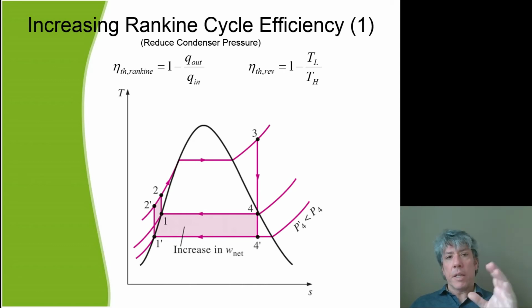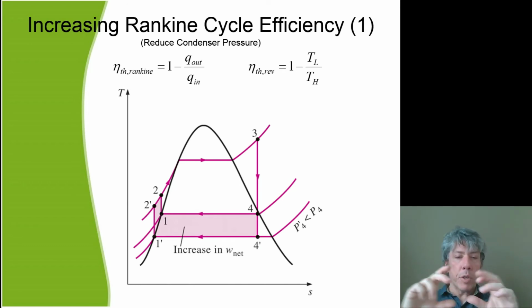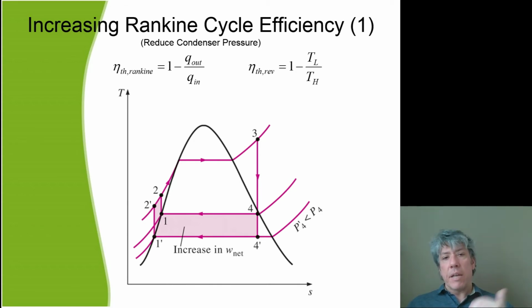So if you look at the TS diagram for the Rankine cycle, you notice what happens when we go from 1, 2, 3, 4 to 1 prime, 2 prime, 3, 4 prime, when we change our cycle by reducing the condenser pressure. There's a net amount of work that is added. There's an increase in the work output, and yes, there's an increase in the heat rejection and the heat addition, but it turns out that that increase in work output offsets it. We do end up with a more efficient cycle.